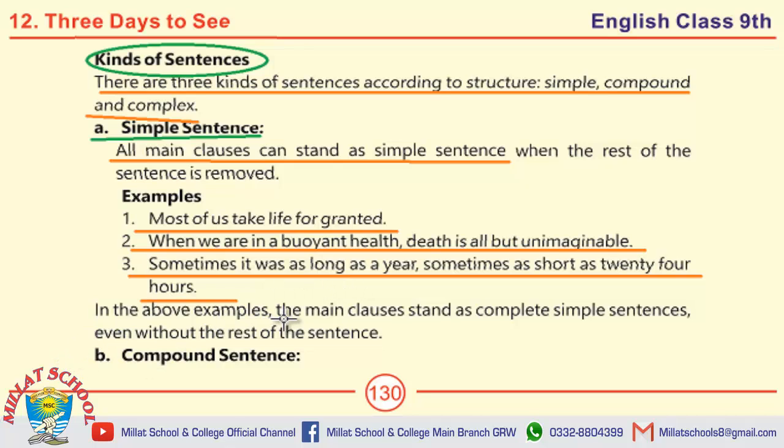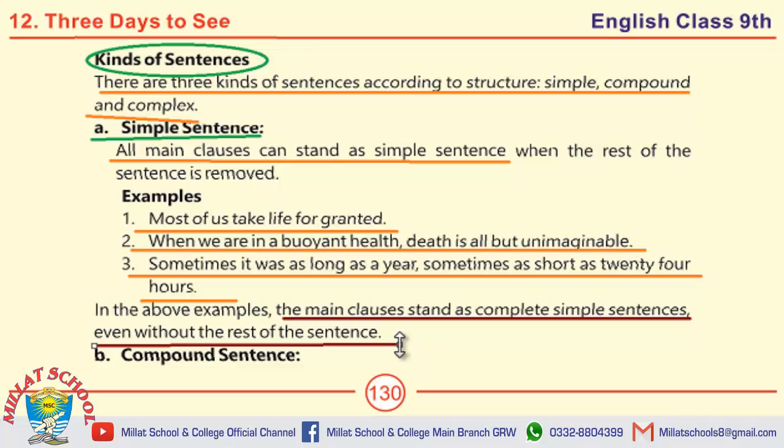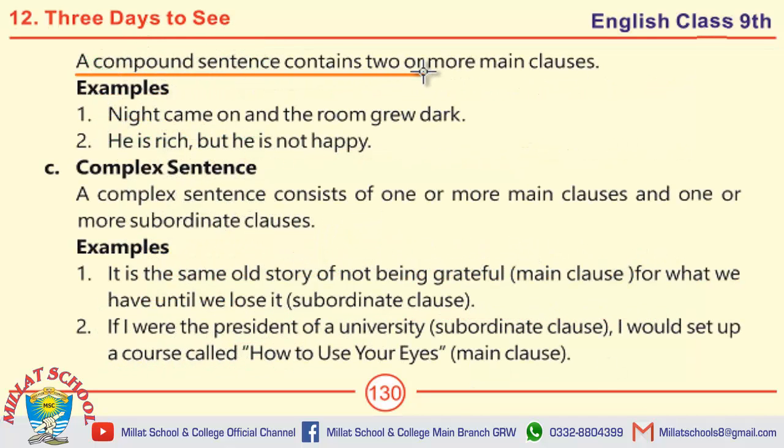In the above examples, the main clause stands as complete sentence even without the rest of the sentence. And the second kind of sentence is compound sentence. A compound sentence contains 2 or more main clauses.